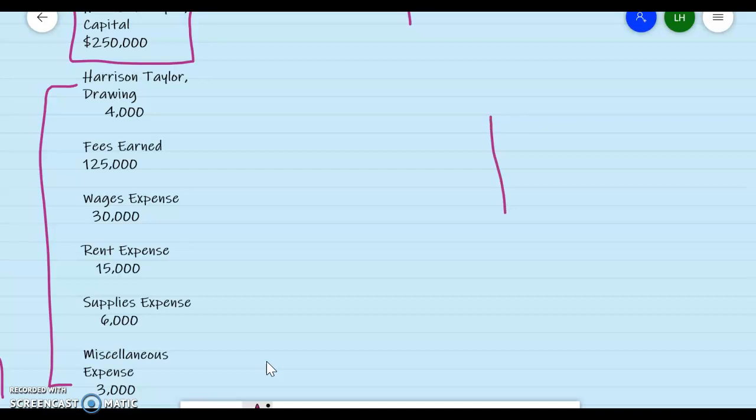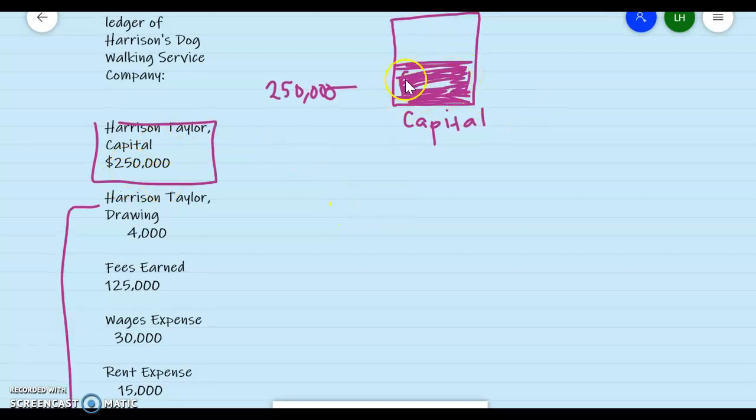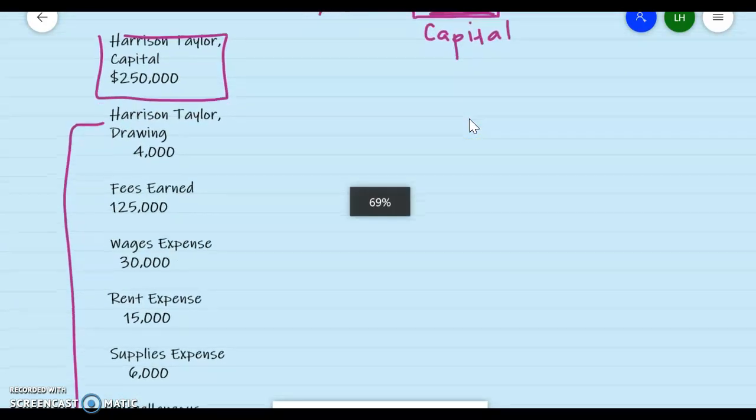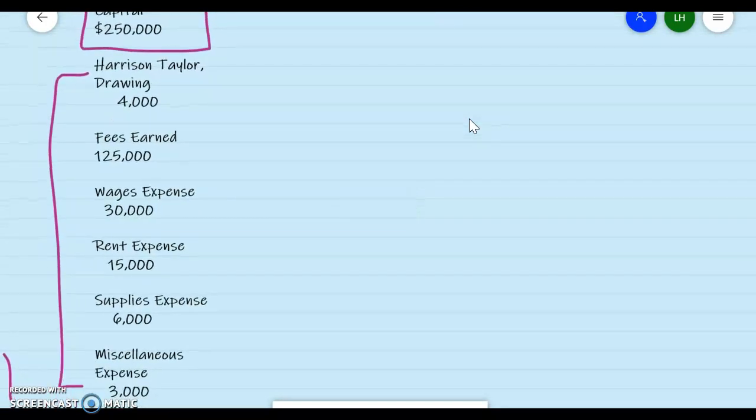So one thing that I noticed with students was that they didn't quite understand what to do with this 250,000. They try to put that in the entry, but just think of the 250,000 as your bucket of capital right now before you do your closing entries. So the first thing that you want to do is close your revenues and your expenses to capital.